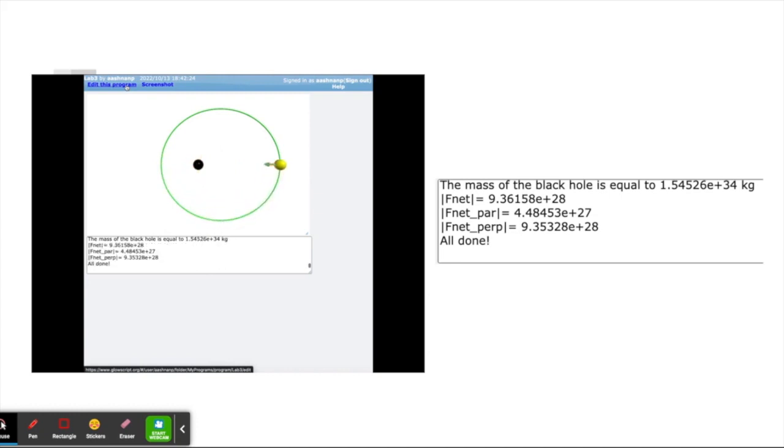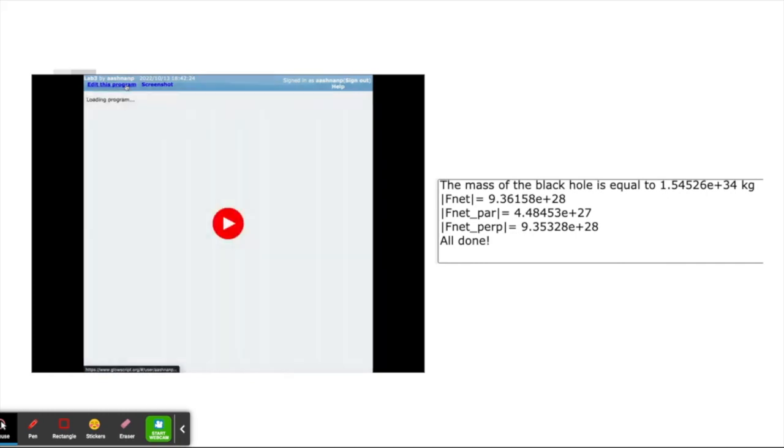The mass of the black hole was equal to 1.54 times 10 to the 34th kilograms, and the final F net was 9.36 newtons, and F net parallel is equal to 4.48 newtons, and F net perpendicular as listed here.